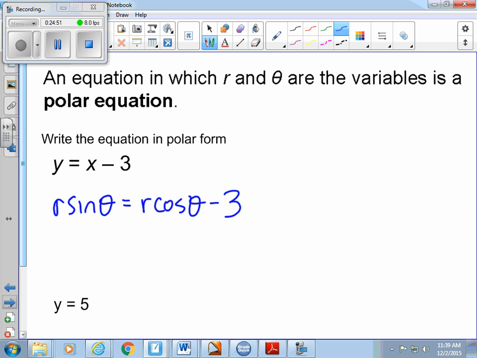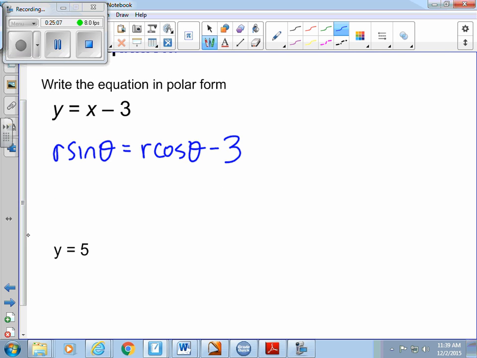Okay. So if I wanted to graph this in my calculator, now technically it's in polar form, but it's useless if I don't have r by itself, just kind of like it's useless in rectangular form if I don't have y by itself. Could I get r by itself? What would I need to do first?